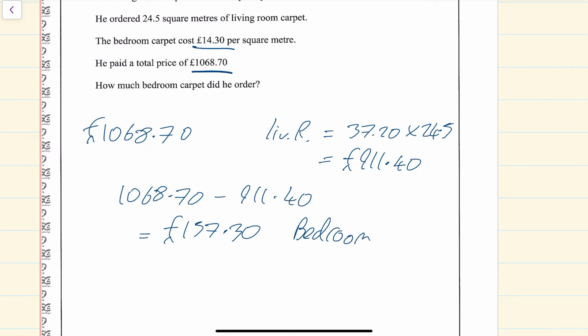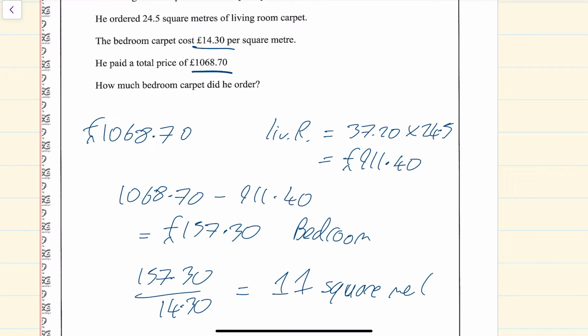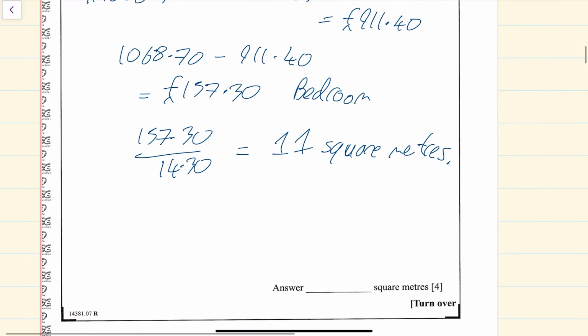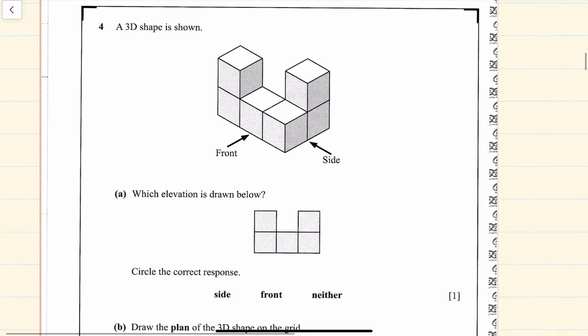And the bedroom costs £14.30 per square metre. So we're going to do 157.30 divided by 14.3. Divide that and see what we get. And you get 11, and that's going to be square metres. So 11 square metres. That's how much he ordered, and that's it. Fill that in the correct place.